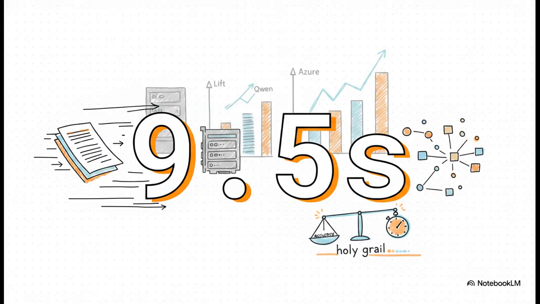But hey, accuracy isn't everything, right? Speed is absolutely crucial when you're processing thousands of documents. 9.5 seconds. That is the snappy median latency per document for Lift when you serve it locally with vLLM on a single GPU. To put that in perspective, Qwen 3.5 took almost 17 seconds, and Azure lagged way behind at over 73 seconds per document. High accuracy combined with low latency, that is the holy grail for data pipelines.